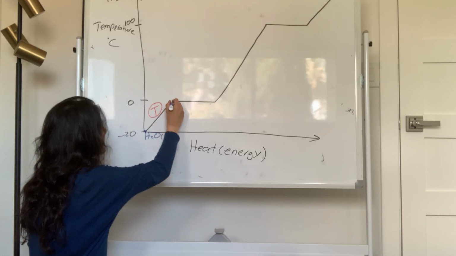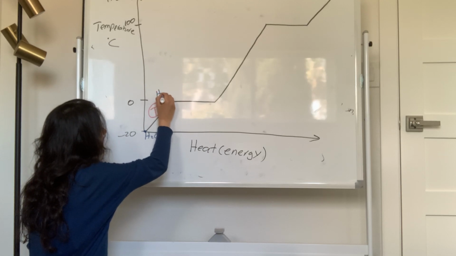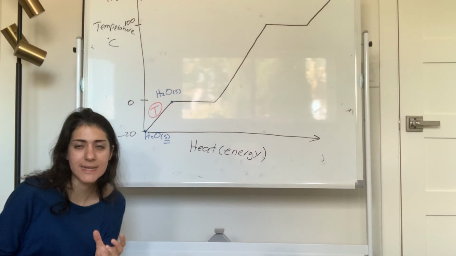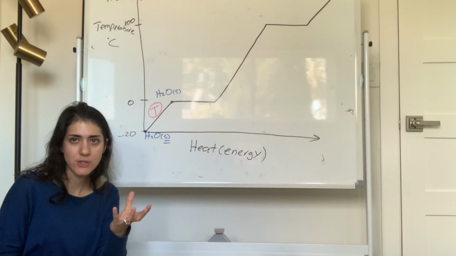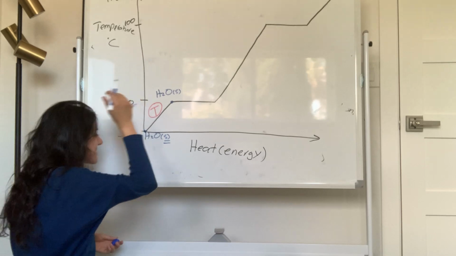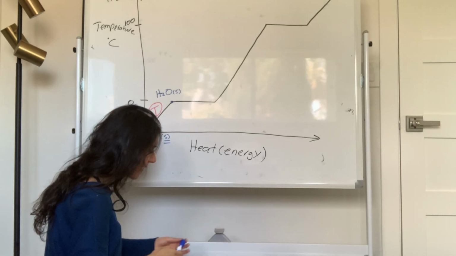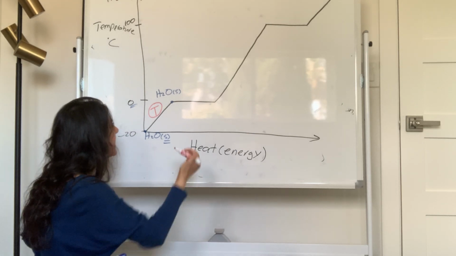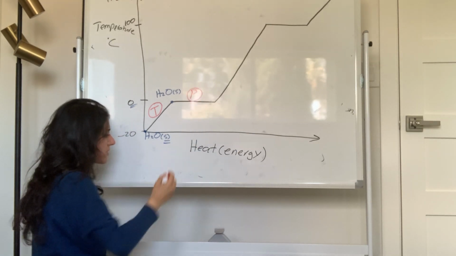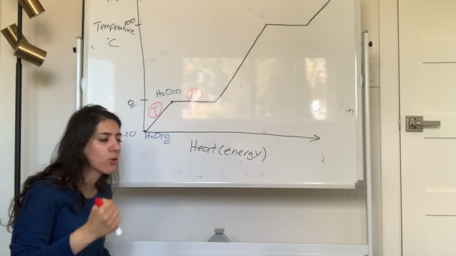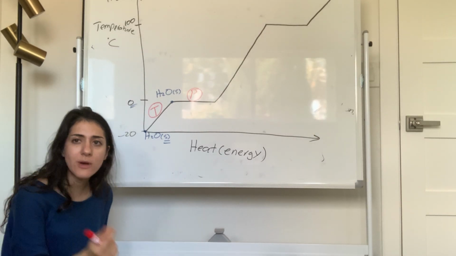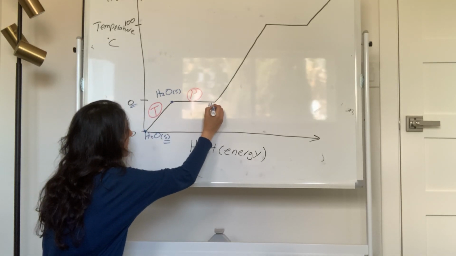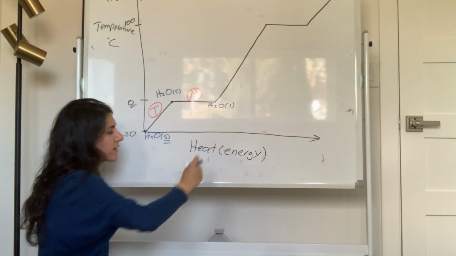Now, when I'm at 0, what is the phase of my water? Still solid, because all the energy went to temperature change. Once I am at 0 degrees, if I add more energy to the system, what's going to happen is I'm going to have a phase change, because you have to be at 0 or 100 degrees for water to do a phase change. So now I'm at 0 degrees, I can do a P change, and this water is going to go liquid.